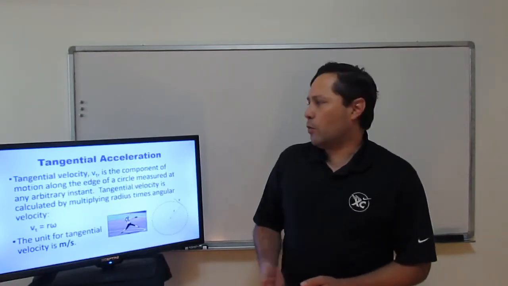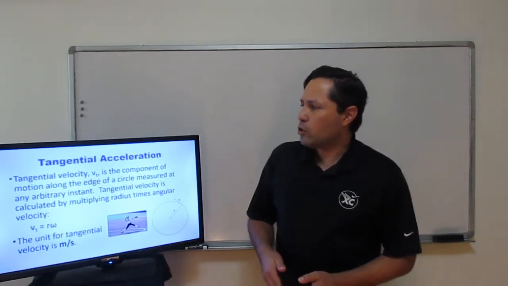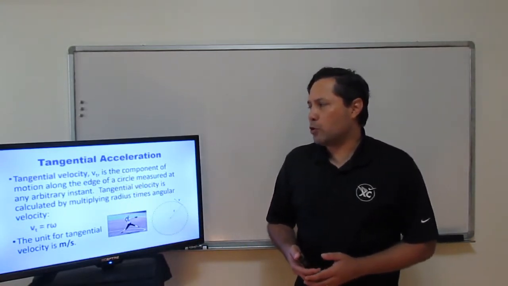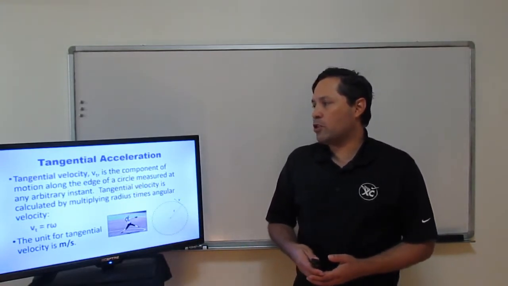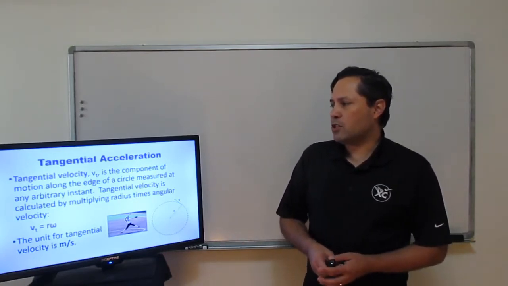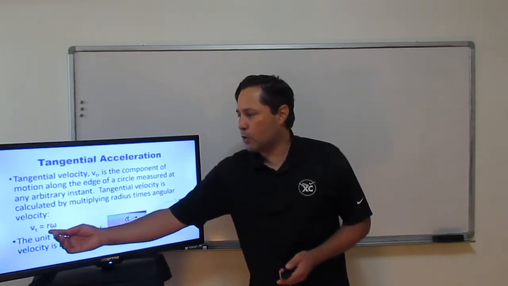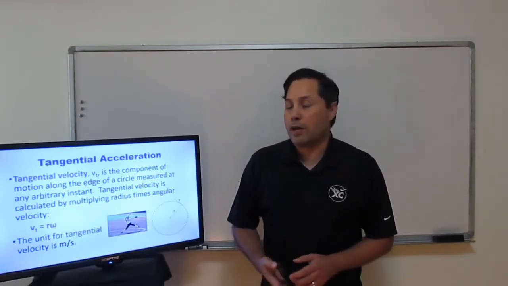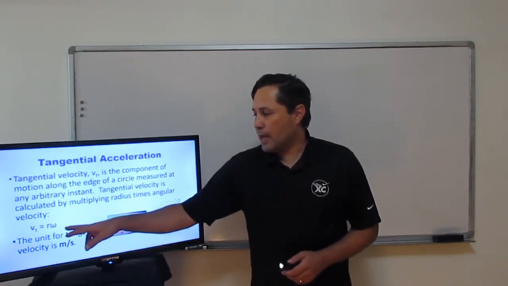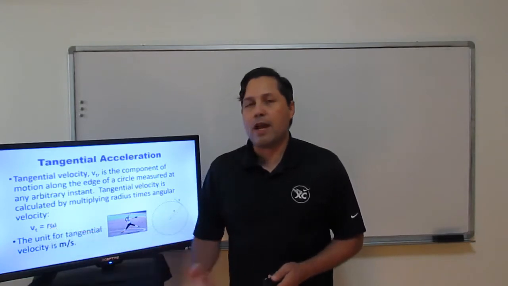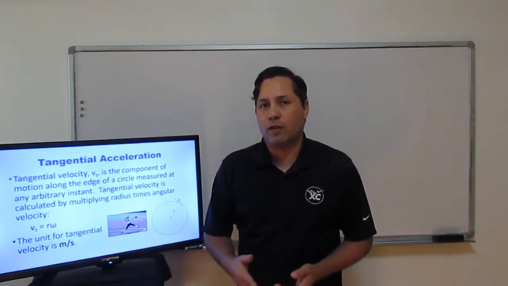So we're going to go ahead and start with gravitational acceleration. So first of all, tangential velocity, Vt, is a component of motion along the edge of a circle measured at an arbitrary instant in time. So tangential velocity is calculated using this formula. Vt is equal to r times, this symbol looks like a W, it is actually lowercase omega from the Greek alphabet, and that is angular velocity. So if you multiply the radius times the angular velocity, that will give you the tangential velocity.